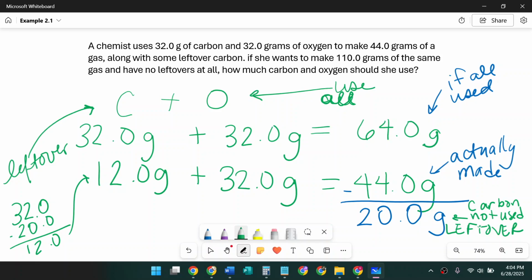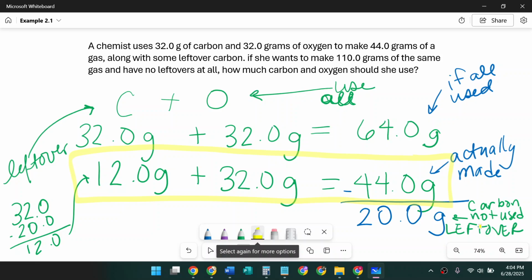The other way to do it is just, like I said, to start with the 44 grams, subtract the 32 grams of oxygen that you know you used all of, and when you subtract 44 minus 32, you would still get 12 grams, so the carbon has to be 12 grams. Either way is fine. The important thing is that you stay focused on this equation. This is the one that actually made the gas.